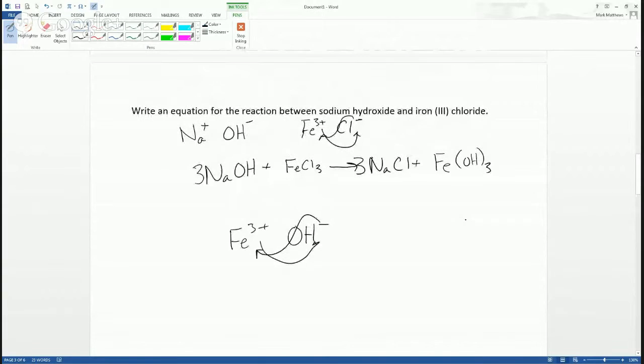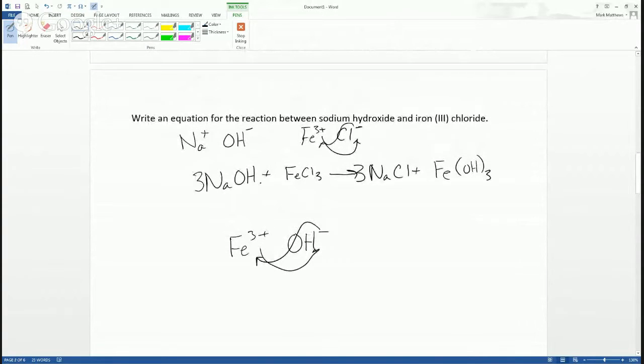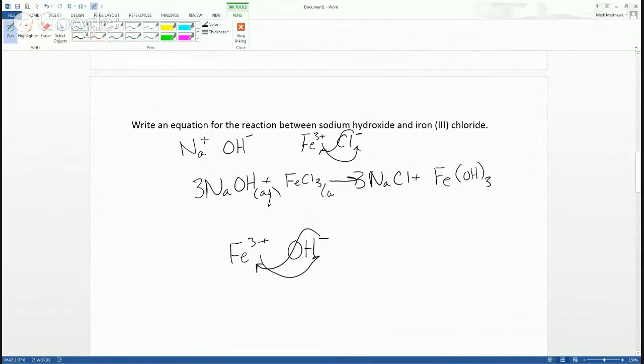Oh, actually, I got to go back and assign the phases. So again, however you were assigned phases, it's going to vary from class to class. The two reactants are going to be aqueous. Sodium chloride is going to be aqueous. Iron 3 hydroxide is going to be insoluble.